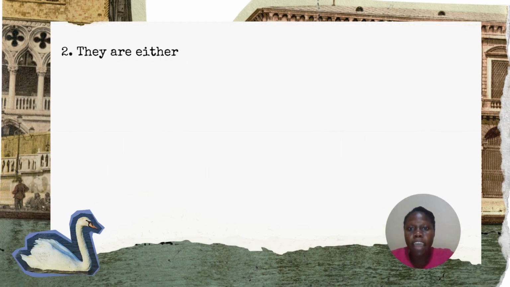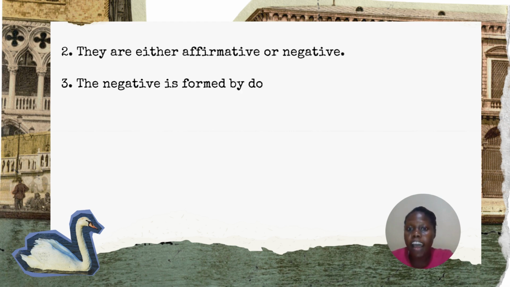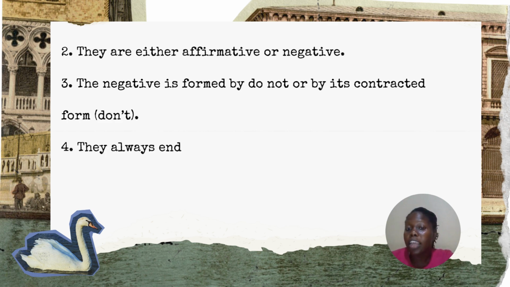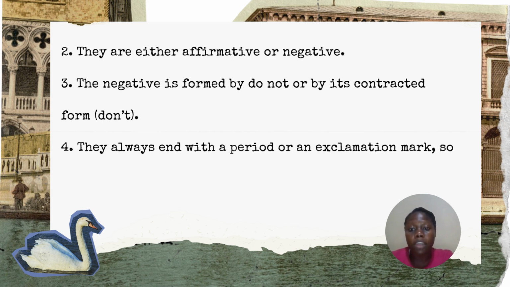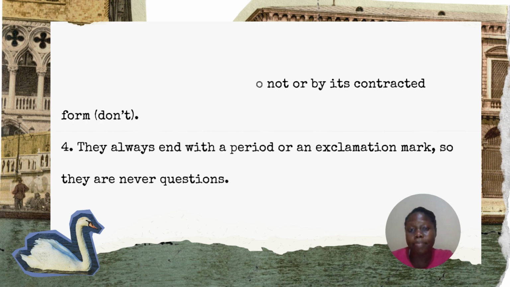Number two, they are either affirmative or negative, meaning they make positive suggestions or advise against an action. The negative is formed by using the word do not or its contracted form, don't. They always end with a period or exclamation, so they are never a question.